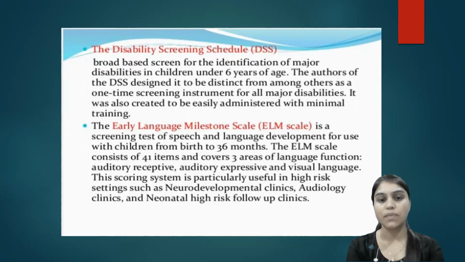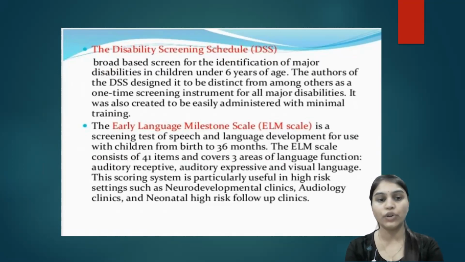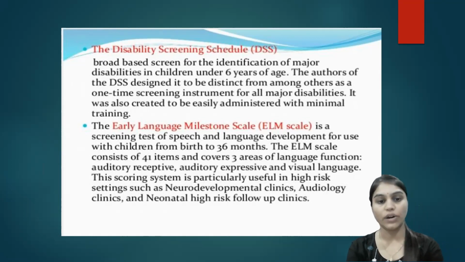The Early Language Milestone Scale, ELM scale, is a screening test of speech and language development for use with children from birth to 36 months. The ELM scale consists of 41 items and covers 3 areas of language function: auditory receptive, auditory expressive, and visual language. This scoring system is particularly useful in high-risk settings such as neurodevelopmental clinics, audiology clinics, and neonatal high-risk follow-up clinics.